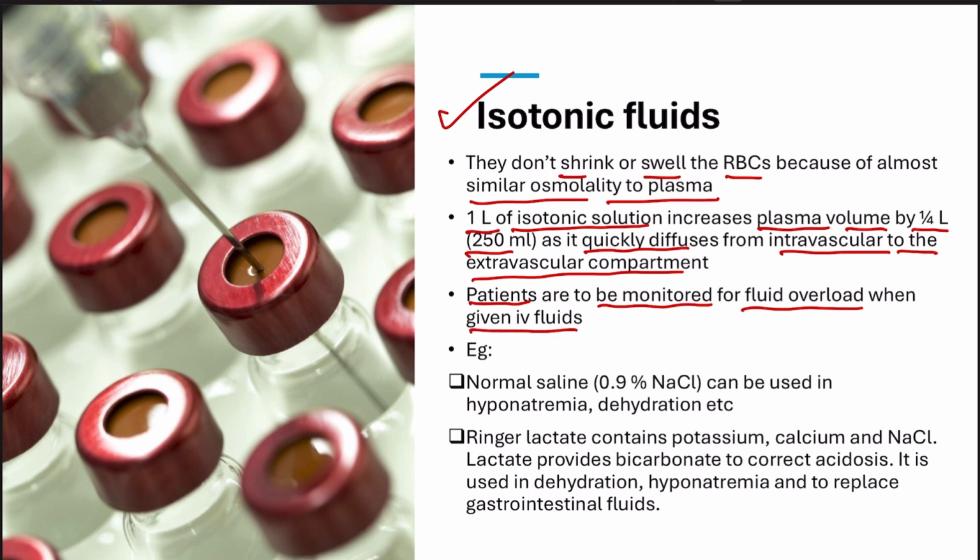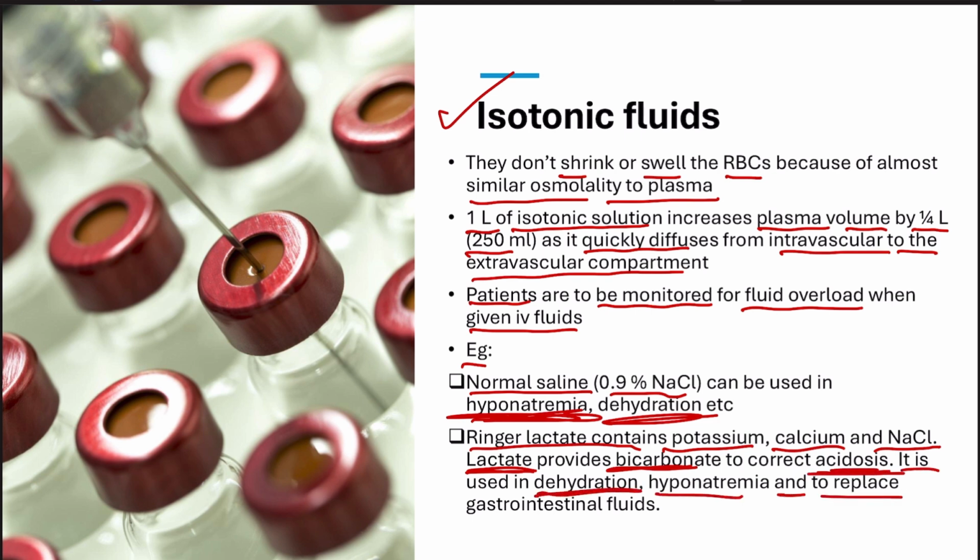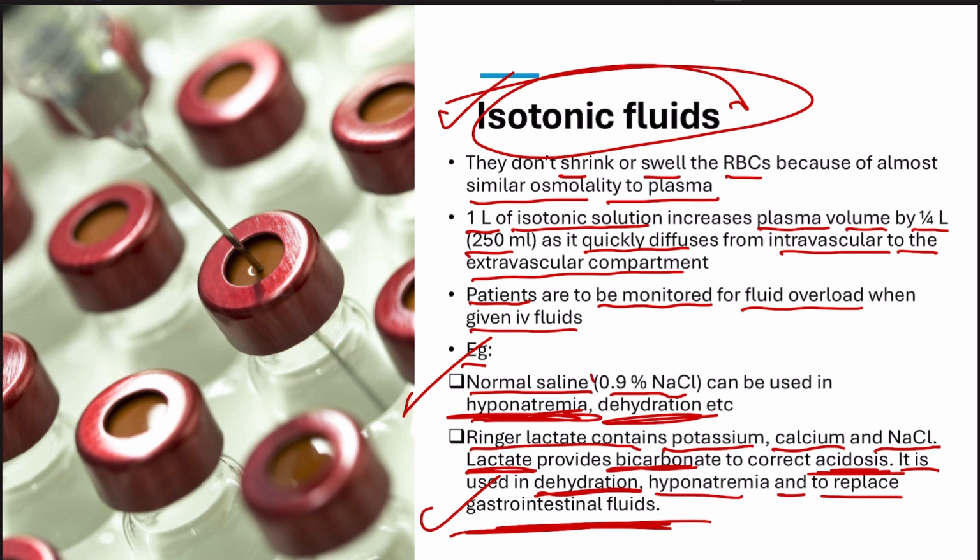So examples, we have normal saline, that is 0.9% NaCl. It can be used for the management of hyponatremia and dehydration. Then we have Ringer lactate solution, which contains potassium, calcium and sodium chloride. So here the lactate provides the bicarbonate which is used to treat acidosis. So it can be used in the management of dehydration, hyponatremia and to replace the lost gastrointestinal fluids. So these are the two types of isotonic fluids which are used most commonly, that is normal saline and then we have the Ringer lactate.